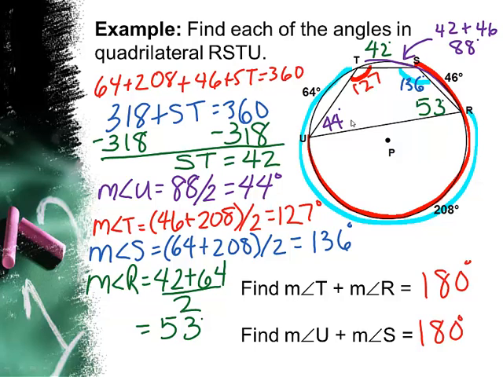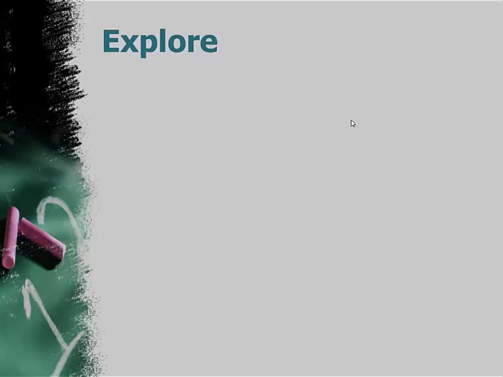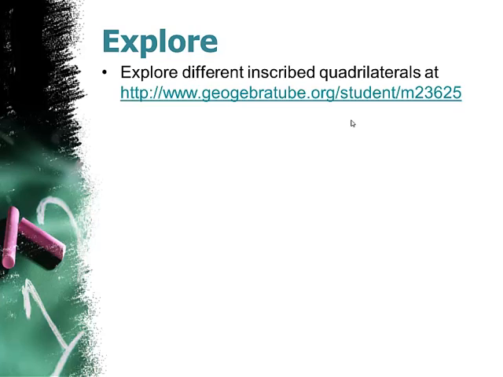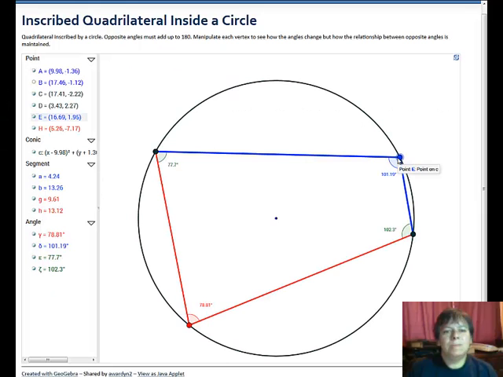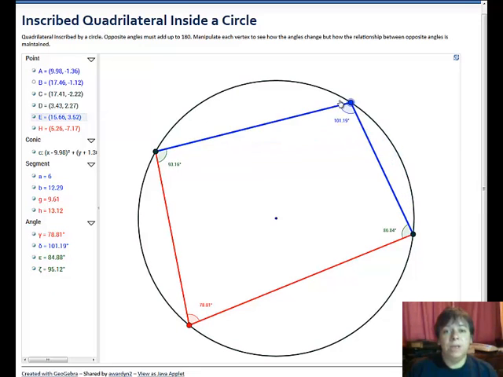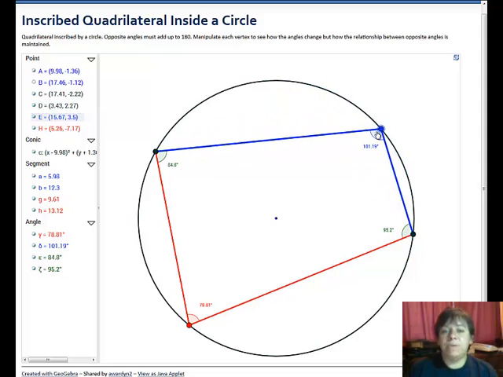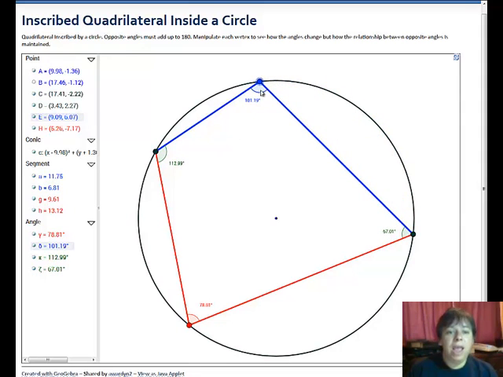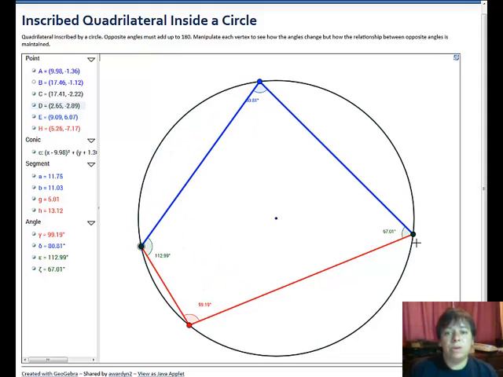I wonder if this is true for all inscribed quadrilaterals or just this example. Well, let's go ahead and explore in GeoGebra to see if that always holds. Now we're looking at quadrilaterals inscribed inside of a circle. So I've got these 4 points and I can move them anywhere on the circle. And looking at these opposite angles here, 101 and 79, what does that add to? It's 180.